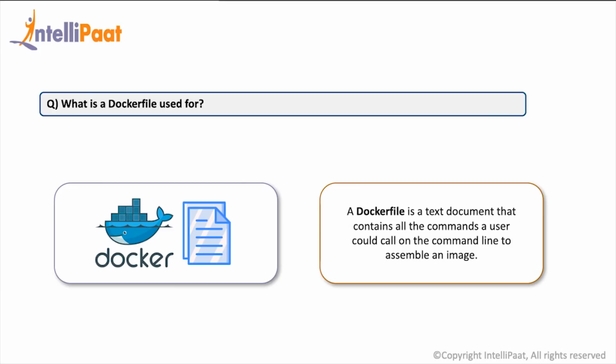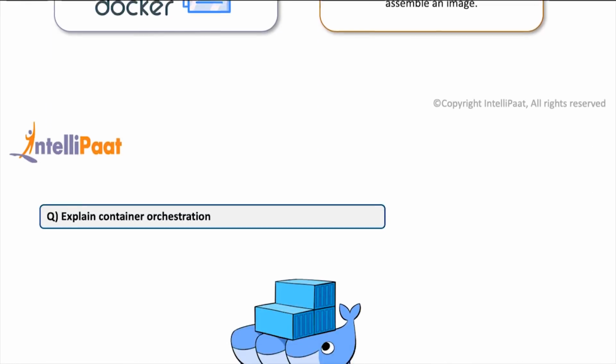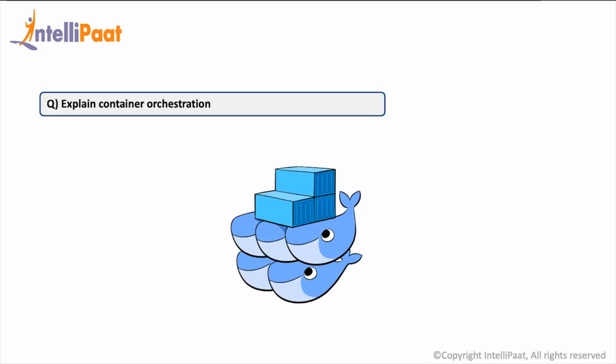It is basically used for creating an image without having to do all the manual stuff of adding your files and everything. All right. Now, once this image of yours is ready, you can push it to Docker Hub, and anybody in the world can download it and can basically use your website on their local system. Great. Now, the next question is explain container orchestration.